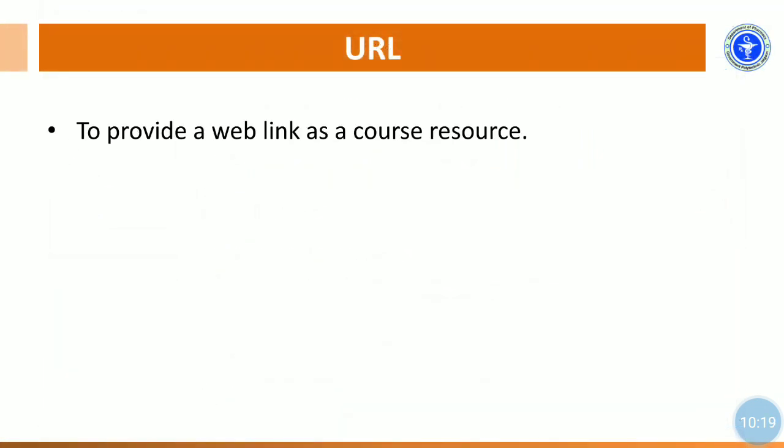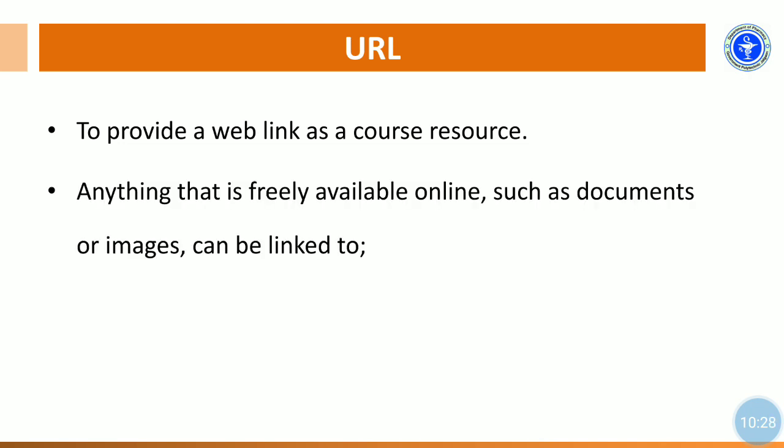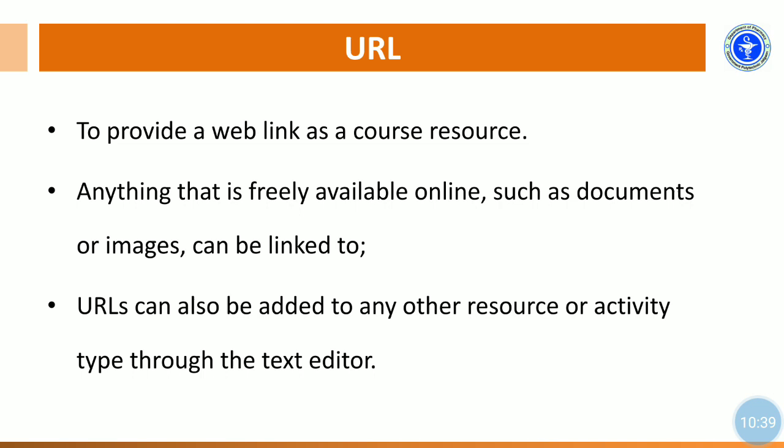The next resource is URL. It is used to provide a web link as an educational resource. There are many educational resources available freely online, such as documents, files, images, videos, which can be linked within this URL. This URL can be used separately, or you can add a URL in any other resource. For example, you can add a URL in a file, in a page, or in a folder. So you can add a URL separately or in other resources through the text editor.